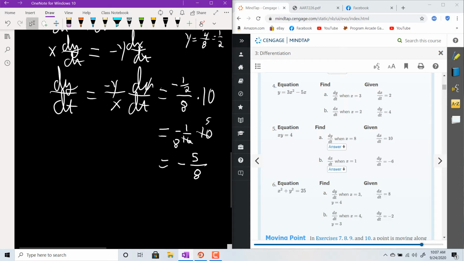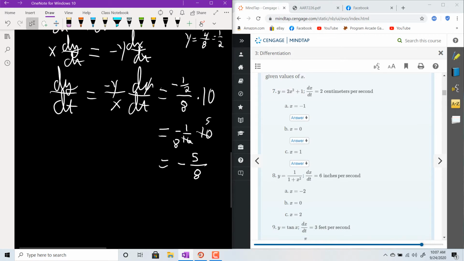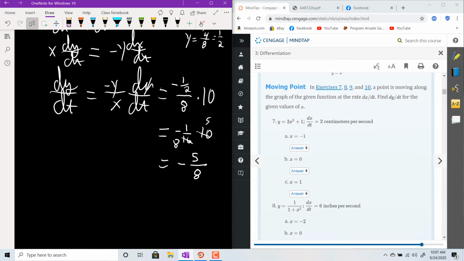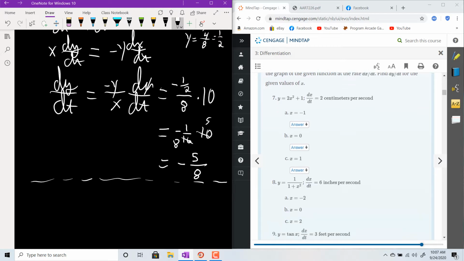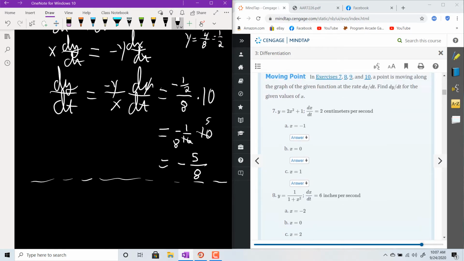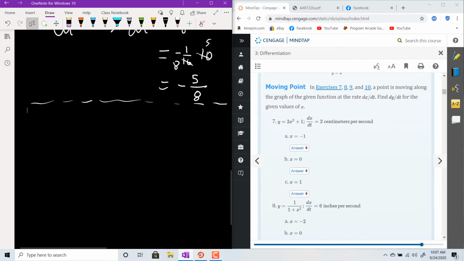Okay, so those are the easy ones. Now we want to head more towards the application type problems. So first kind of application, we pretend that the equation represents a point moving in the plane, and then we want to solve for whatever rate. I guess they want you to find the rate of change in the y direction for given values of x.